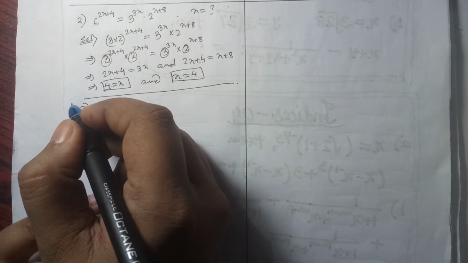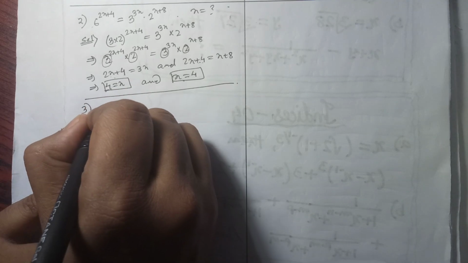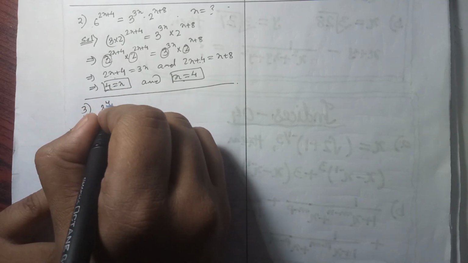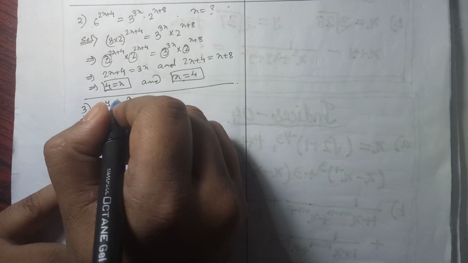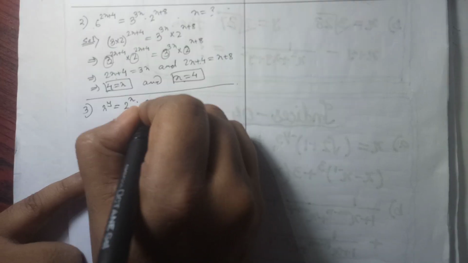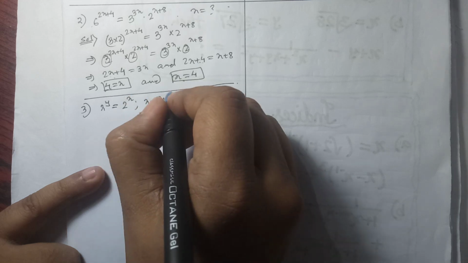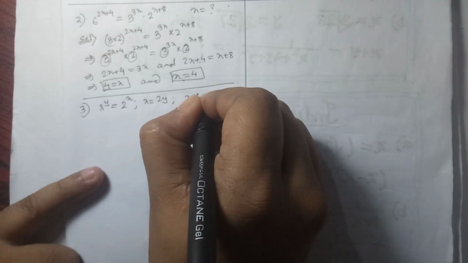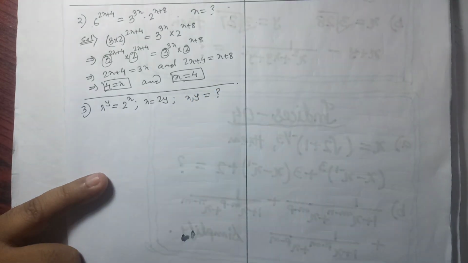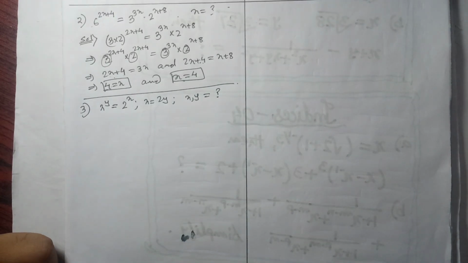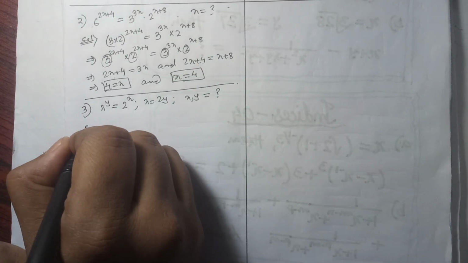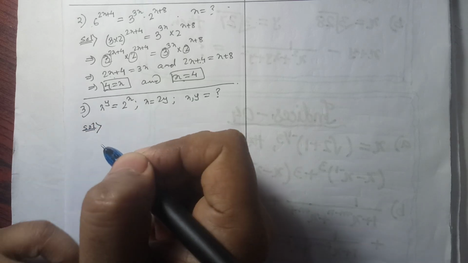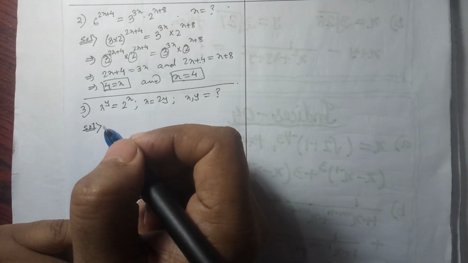3. x to the power of y is equal to 2 to the power x, x is equal to 2y. Then x comma y is how much? This is what we have been asked, right? Fine. So how will we do?